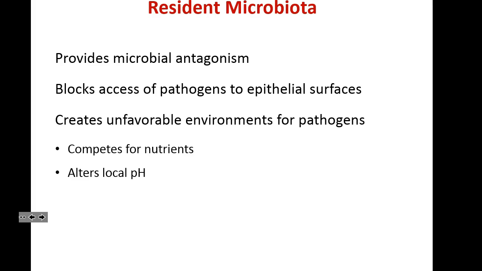Resident microbiota provides microbial antagonism, blocks access of pathogens to epithelial surfaces. It creates unfavorable environments for pathogens and competes for nutrients. It alters the local pH.